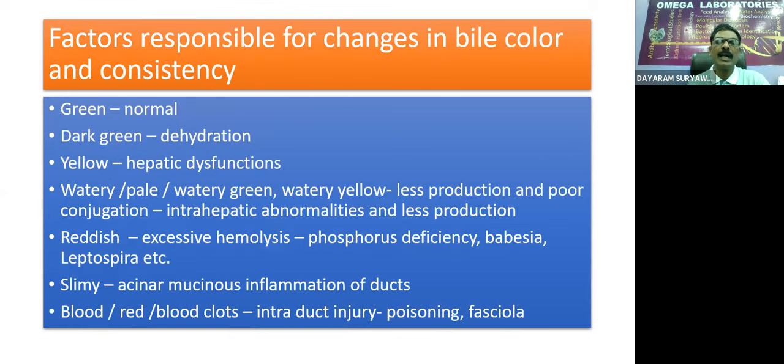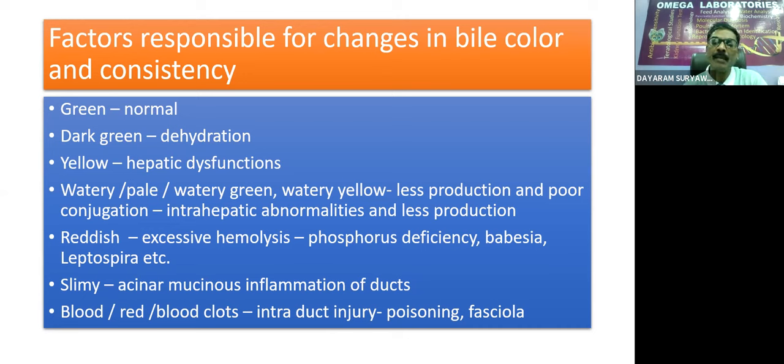Now we can see the factors responsible for the changes in the bile color and consistency. The normal is a green color. Then dark green color is because of dehydration. Whenever there is severe dehydration, we can see very dark green bile. Then yellow bile color will be observed in intrahepatic dysfunction or hepatic dysfunction. Then watery pale or watery green, watery yellow is an indication of less production and poor conjugation, and intrahepatic abnormalities and less production. So the intrahepatic abnormalities that we already discussed.